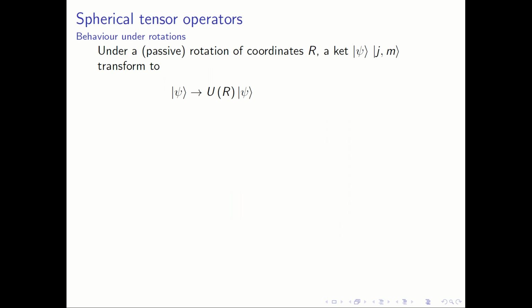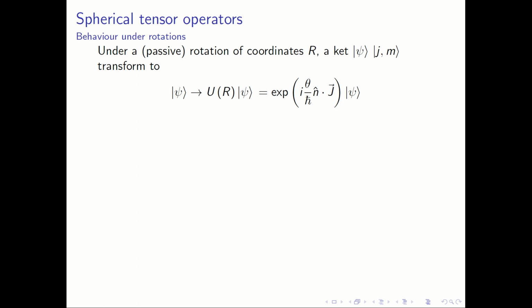Under a rotation of coordinates R, and we are going to consider passive rotations here. For active rotations, all that happens is some signs change. For a passive rotation of coordinates R, a ket psi, which could be Jm but doesn't have to be, goes over to UR acting on psi, where UR is some operator corresponding to the rotation. In fact, if the rotation happens to be a rotation through an angle theta about an axis n hat, then this UR turns out to be the exponential of plus i theta by h cross n hat dot J, and that acts on the state ket psi.